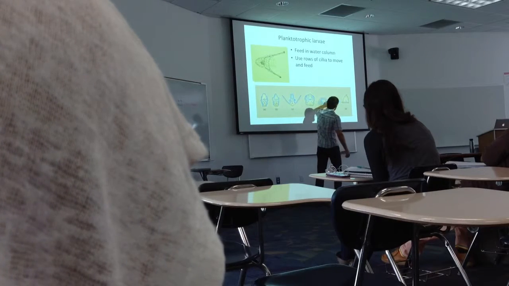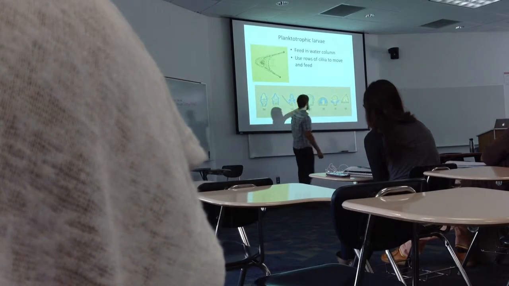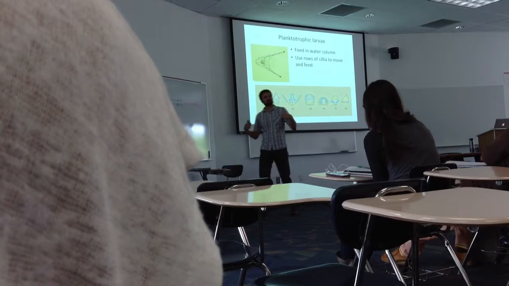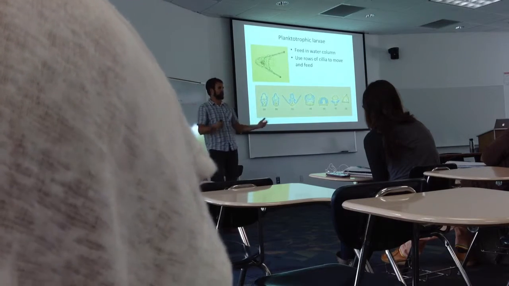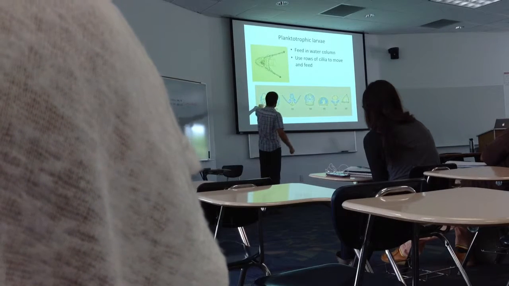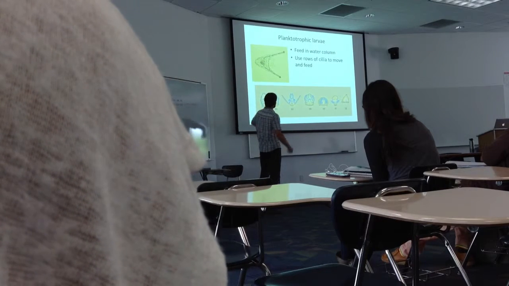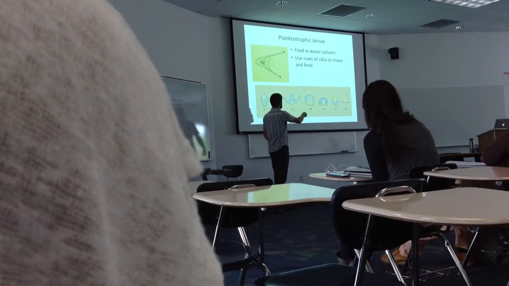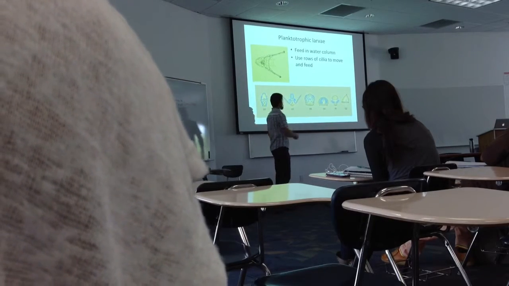And the reason these areas are highlighted here, all these blue areas, are the rows of cilia that these individuals use to feed, right? So they use this ciliary action to catch things out of the water column as well as to move around in the water column.